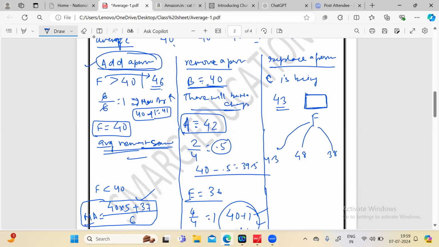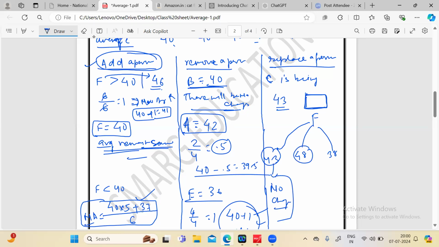Here we don't have to use average in order to find the new average or the change, because the number of people is not changing. We just need to find out what will be the change in total. So if C is being replaced by F, and if F has a value of 43, there will be no change in average. Why? Because there will be no change in total.